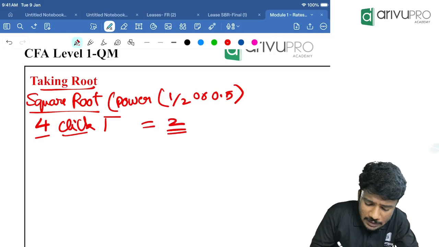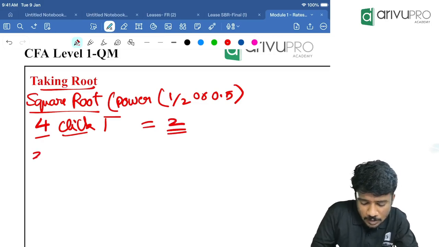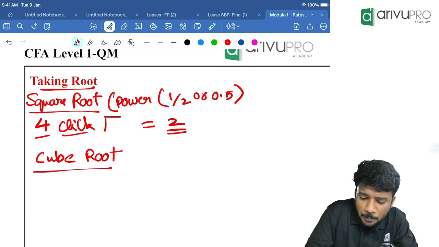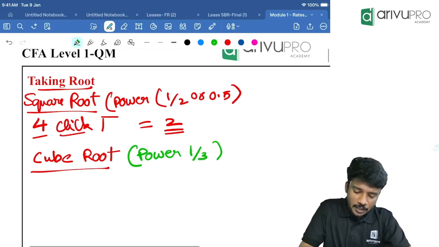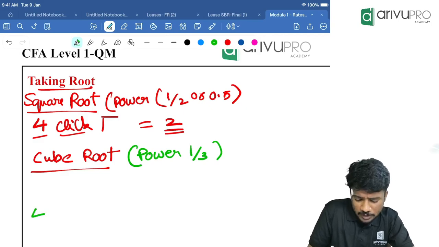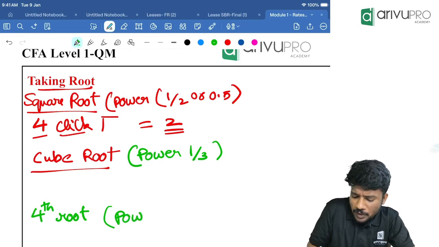Now, what if it is the third root or cube root? For cube root, what is the power? We know that it is 1 divided by 3. Then one more question: what is the fourth root? The power is 1 by 4.